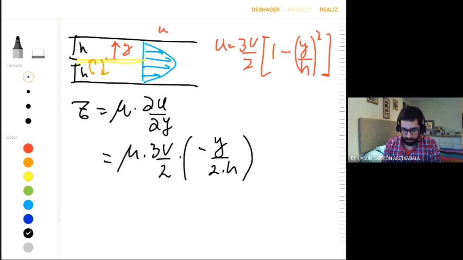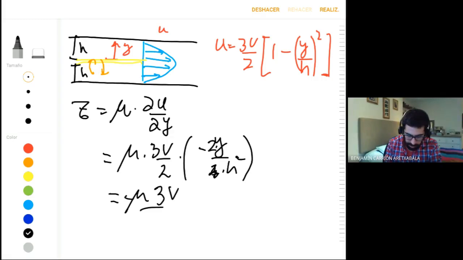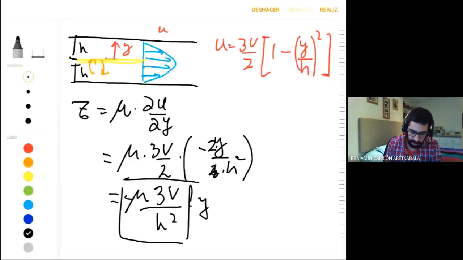Is this right? Yeah. So basically here you can see this is mu. And this is squared, so this is squared, and here the 2 is here. So basically this is minus mu 3v over 2h squared times y. So it's basically a constant times y, right?